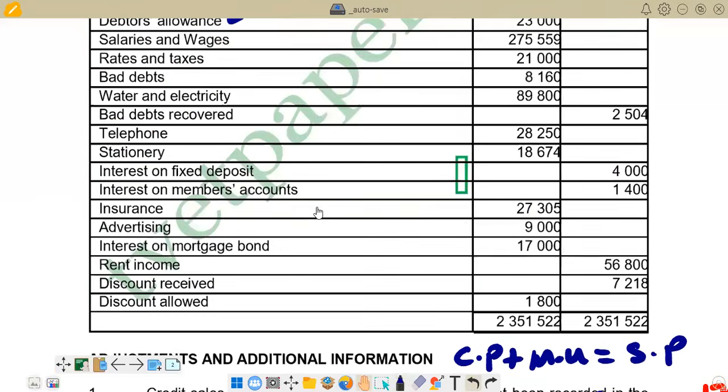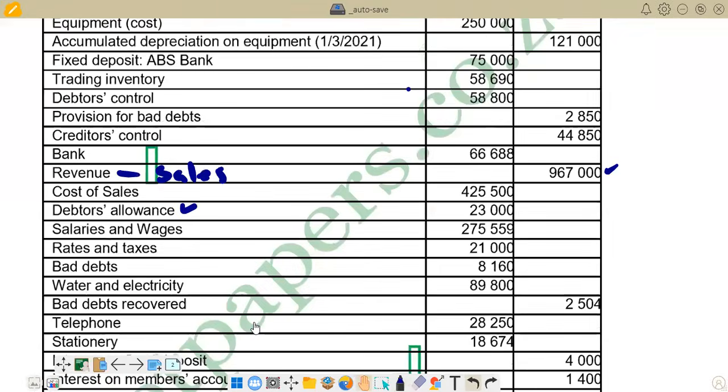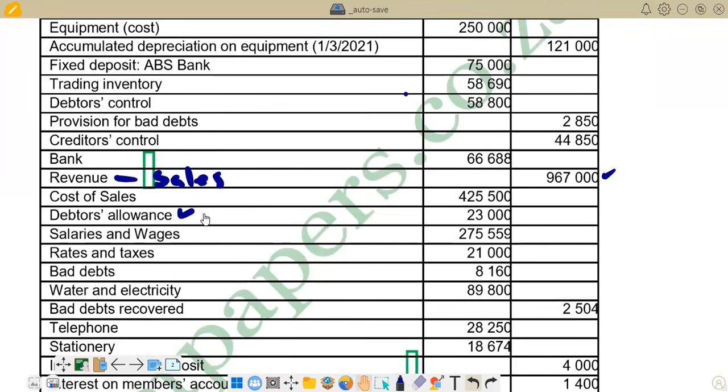Right, we have the figure for debtors control, which is this one, 58,800. But for this figure, we also need to see if there are any adjustments that need to be done before we calculate the provision for this period.